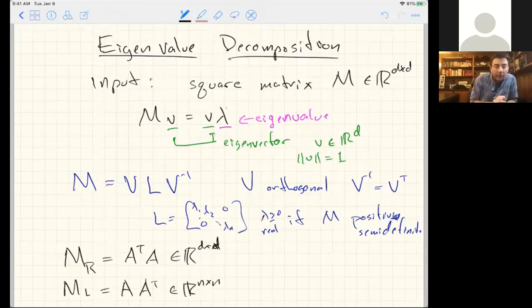Is V guaranteed to be fully orthogonal, or can its column vectors be not unit length?